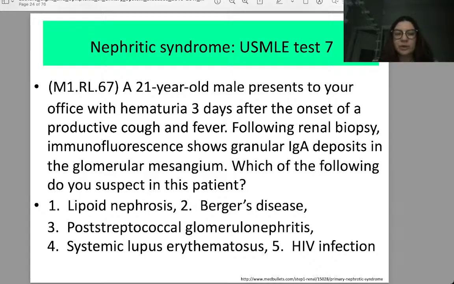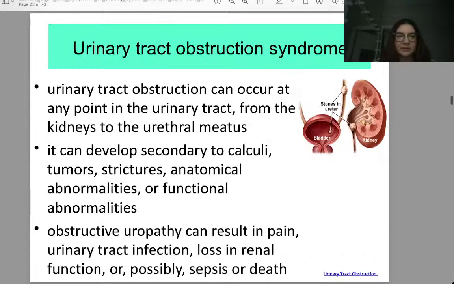First, it is lipoid nephrosis. Second, Berger's disease. Third, post-streptococcal glomerulonephritis. Fourth, systemic lupus erythematosus. And fifth, it is HIV infection. One more time, please. It looks difficult, but if you understand the microscopy in nephrotic and nephritic syndrome, it's all possible to answer for yourself.